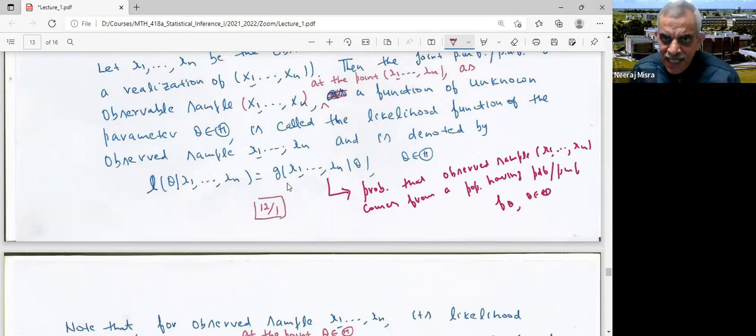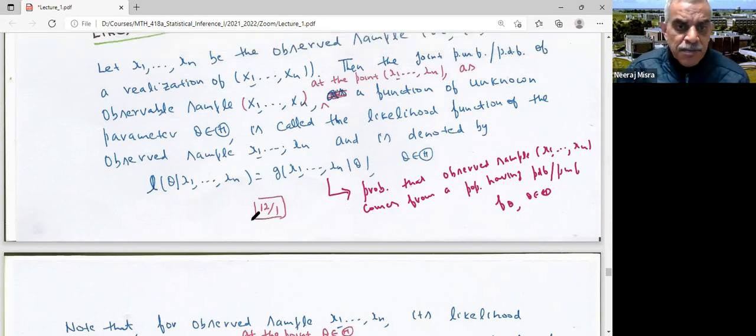And that is right. You try to look at for which theta this probability is maximum, and you take that as the maximum likelihood estimator to estimate theta. Because that theta-hat corresponds to the probability that says the observed sample x1, x2, ..., xn is coming from the population f theta-hat is maximum.